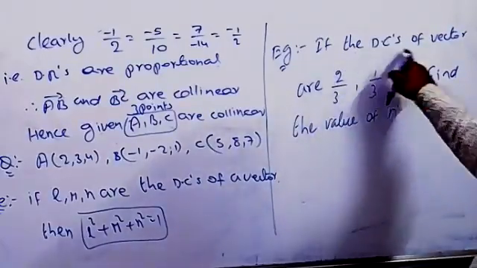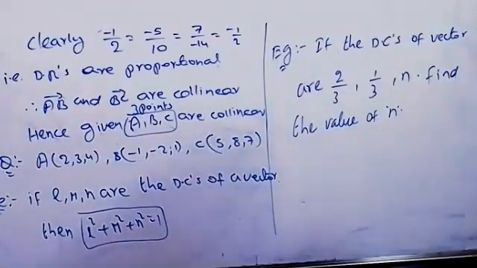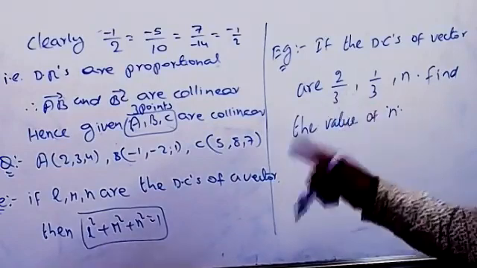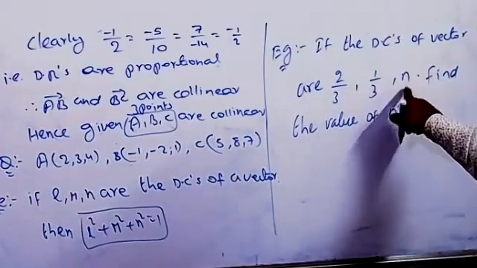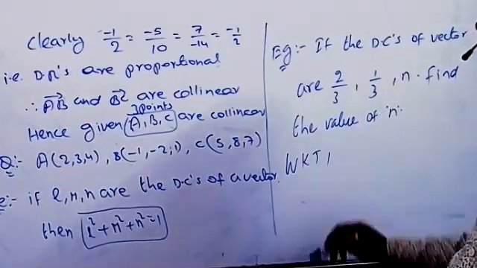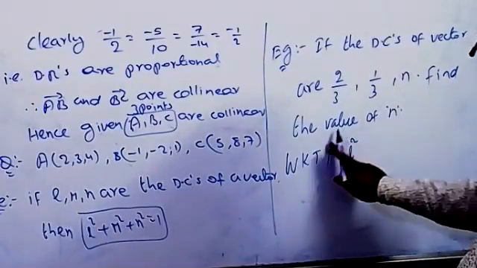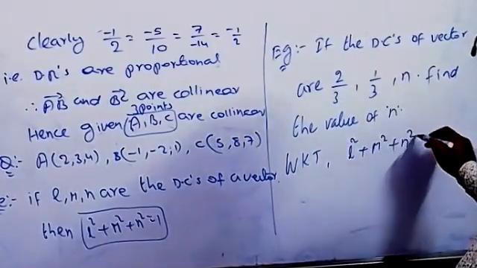Now, when this kind of question is given, you should compulsorily apply the formula l square plus m square plus n square equal to 1, because l, m, n are the direction cosines given directly here. Then they're asking to find the value of n. So we know that l square plus m square plus n square is equal to 1.